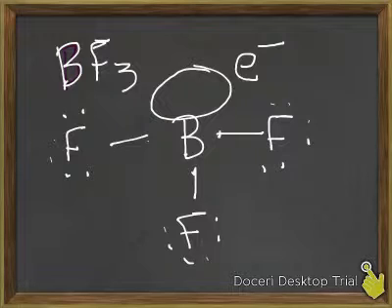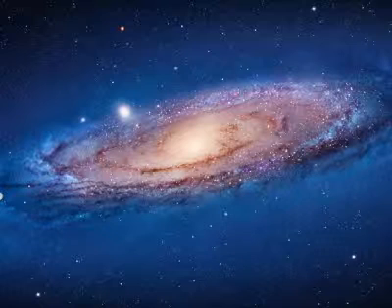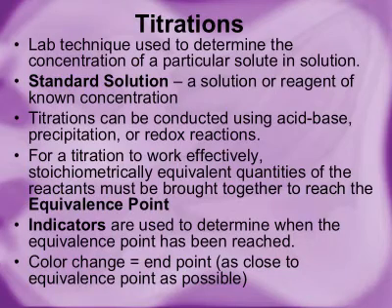Okay? All right, so let's continue on. Let's start talking about titrations now. Okay, a titration is a lab technique used to determine the concentration of a particular solute in a solution. So basically what it means is if I'm given a solution and I don't know what its pH is, I don't know what the concentration of hydrogen ions are, I don't know what the concentration of hydroxide ions are, and I'm trying to figure it out, we use a method called a titration.